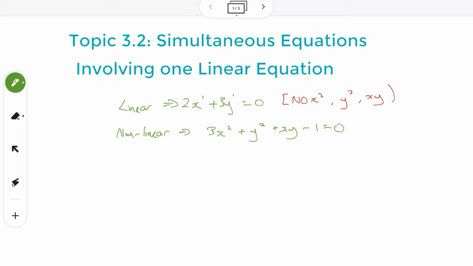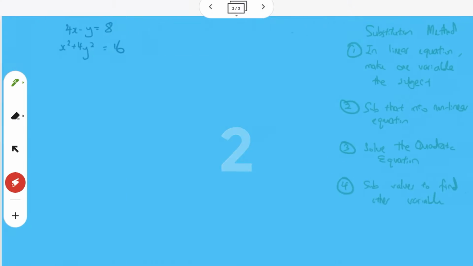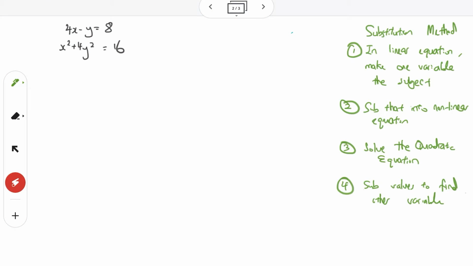And therefore, the equations we are going to be solving today involve one of these linear equations and one of these non-linear equations. Let's get started. So here, I've given you a simultaneous equation containing one linear equation, 4x minus y, and a non-linear equation containing x squared and 4y squared. We will be using the substitution method, which is my favorite method because it is the simplest and most straightforward method to use. Just follow these steps and you will be able to solve any such equations.